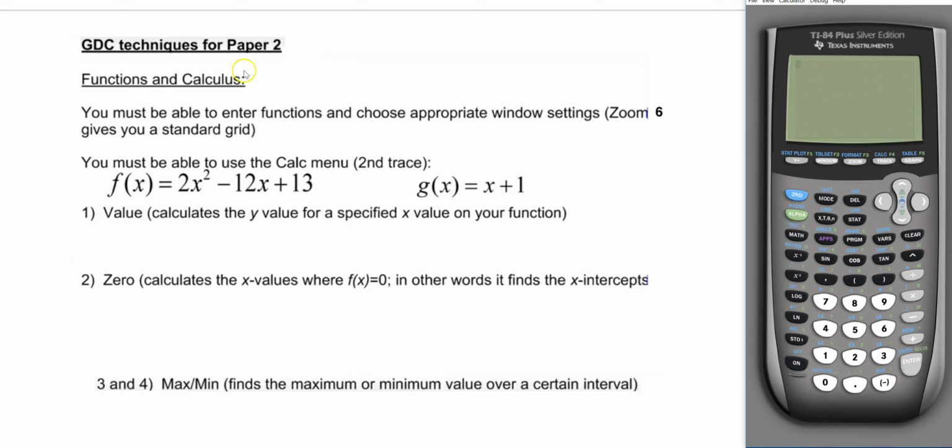GDC techniques for paper 2. So this video is all about how to use your calculator to help you in paper 2. So let's get into it. Functions and calculus, that's what we're going to start off with first.